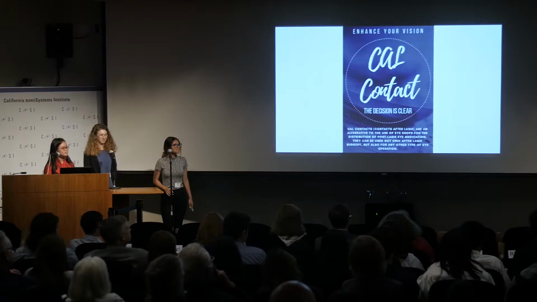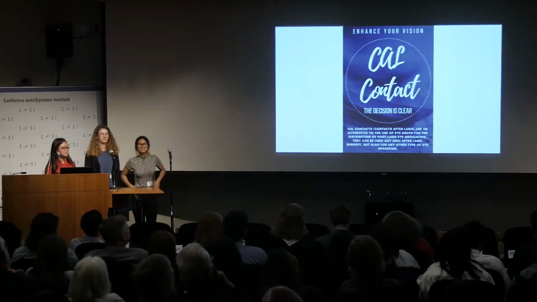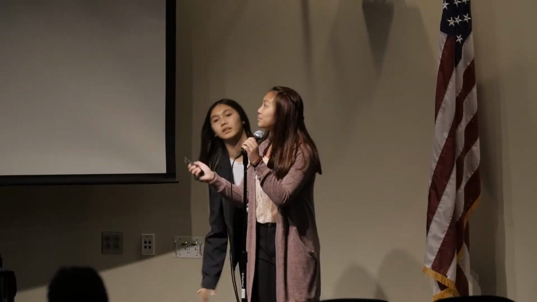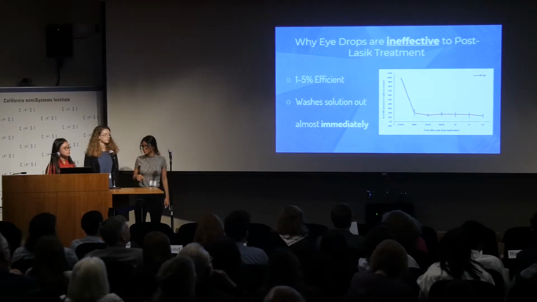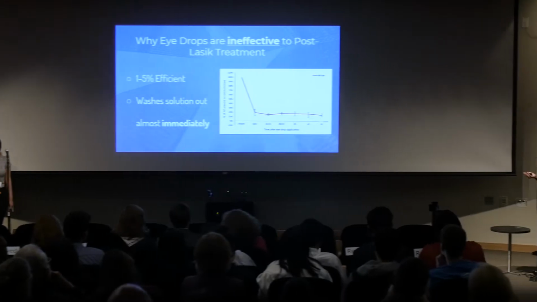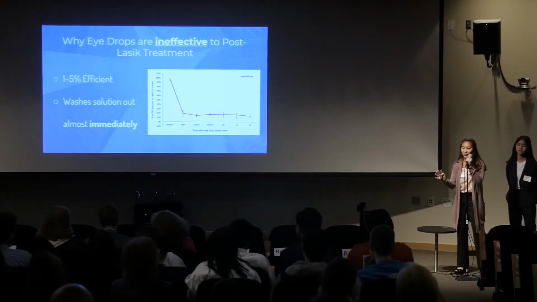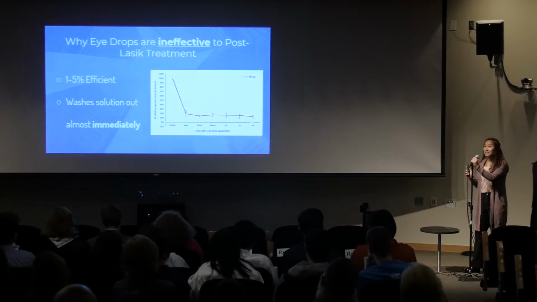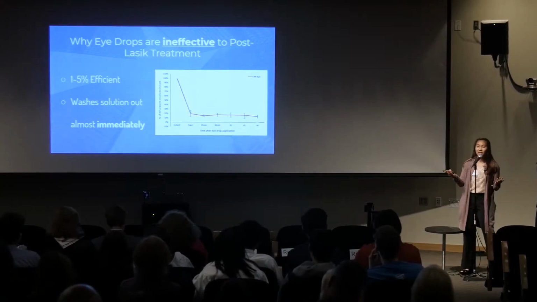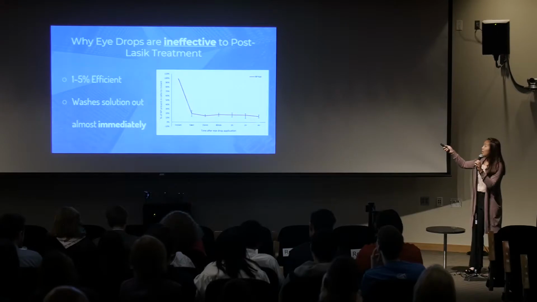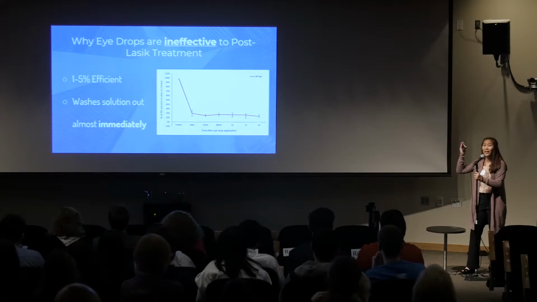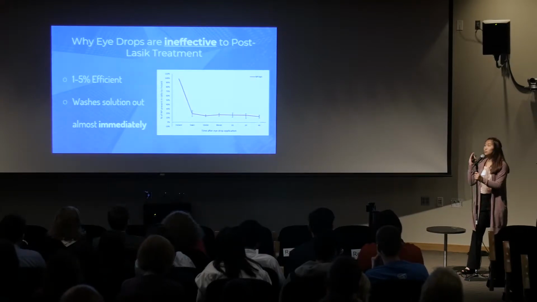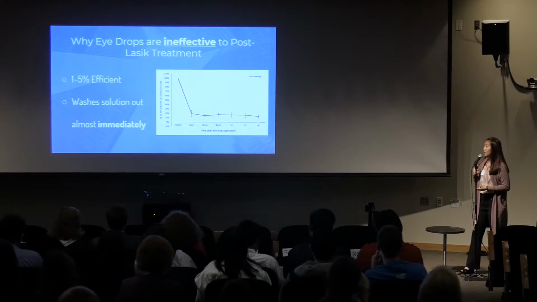The decision is clear. Cal contact is an alternative way to distribute post-LASIK medication back into the eye. Regular, boring eye drop medications can be seen as extremely ineffective. On the graph to your right-hand side, the red line indicates the effectiveness of medication over time. You can see that once the medication is applied to the eye, it takes a depressing plummet down to being only 18%. This is due to the washout of reflexive tearing as well as reflexive blinking.